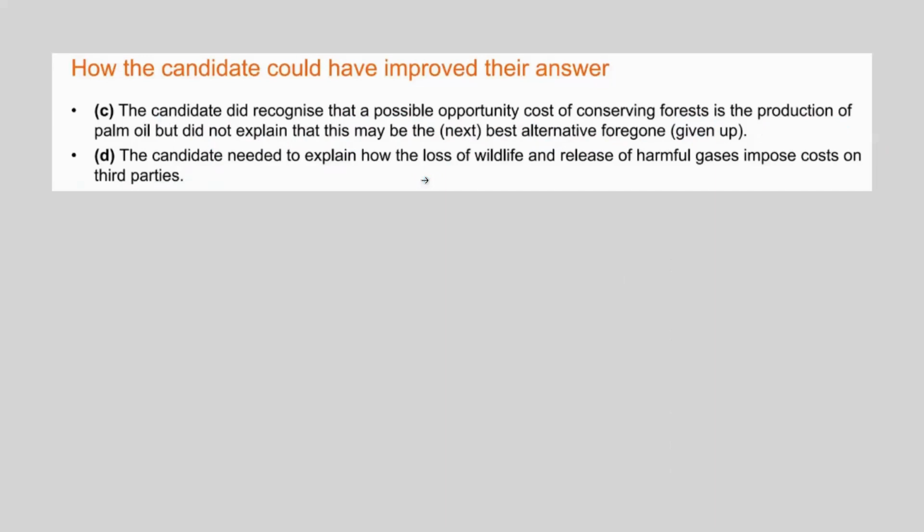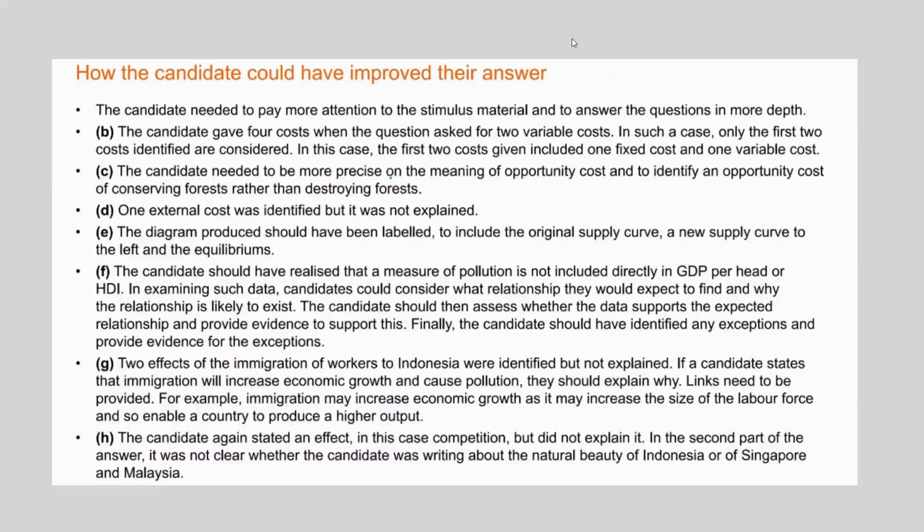The D part. The candidate needed to explain how the loss of wildlife and release of harmful gases impose cost on third parties. Again, there was identification of the point, but there was no explanation. Because of that, they lost 2 marks. So that's why the candidate got 27 out of 30. They lost 1 mark in the C part and 2 marks in the D part. This candidate has to overall pay more attention to stimulus material and answer the question in more depth.